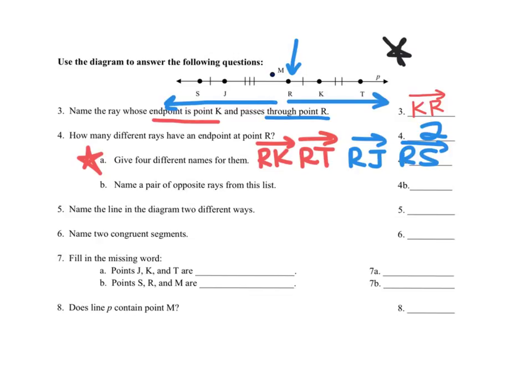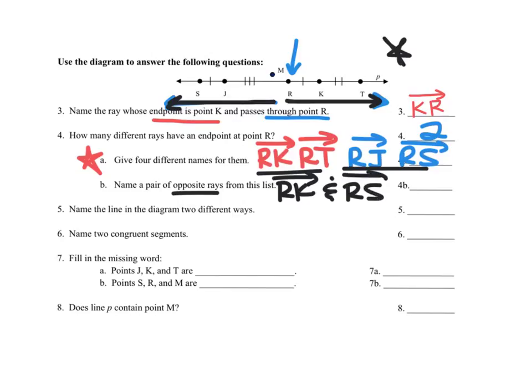Then it says name a pair of opposite rays. Opposite rays form a line. They're going in opposite directions. So basically, one of the opposite rays is going to be the one going to the right, and another one is going to be the one going to the left. So just pair together one of the red names and one of the blue names, and you have a pair of opposite rays. I'll say RK and RS. There we go. You could say RT and RJ. You could say RK and RJ, RT and RS. Several different answers there.